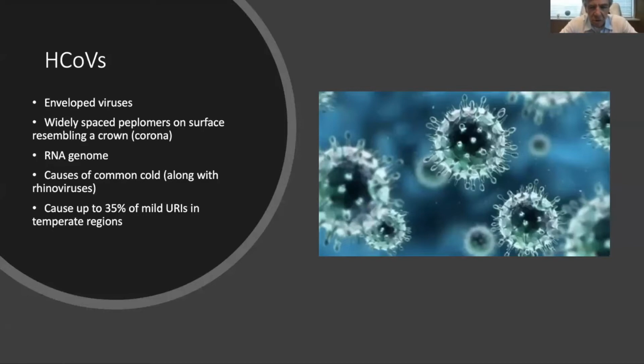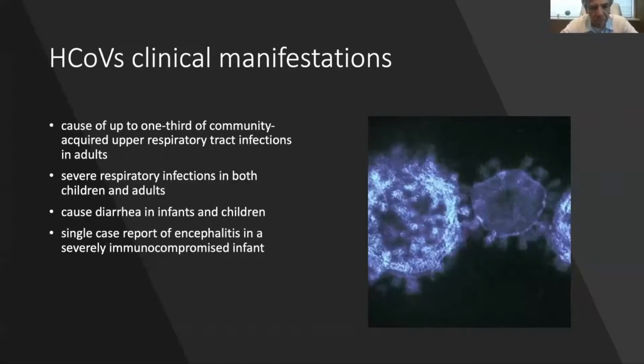Coronavirus is an enveloped RNA virus. It has widely spaced little spikes that resemble a crown, and that's why they call it coronavirus. It's the cause of the common cold. There are about 4 serotypes that cause the common cold. Here in the United States, about 35% of upper respiratory tract infections are due to coronavirus. Sometimes they cause severe infections in children, but that's not very common. It can cause diarrhea, and there have been some cases of encephalitis. So those are the characteristics of the coronavirus. Should I go on? Should I talk about the other viruses?